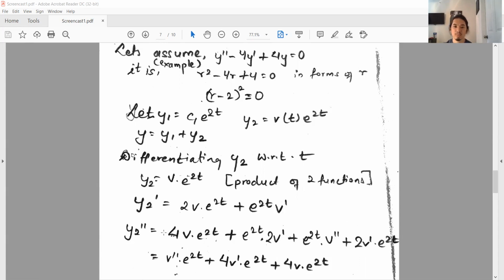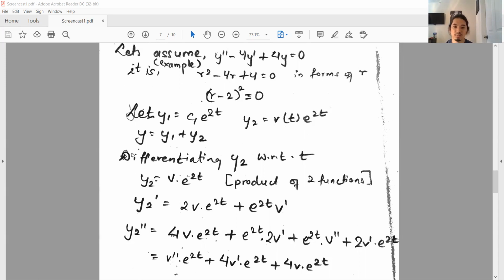Now, we're just simplifying and arranging it to get this one, v double prime times e to the t plus the rest. So now we have y2, y2 prime, and y2 double prime. Let's put the values of these y2, y2 prime, and y2 double prime into these functions right here.